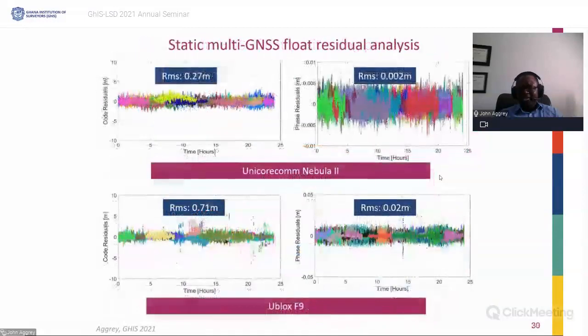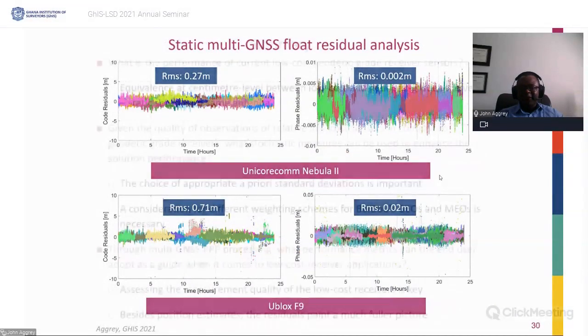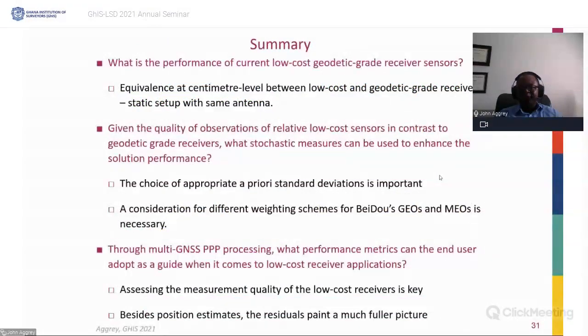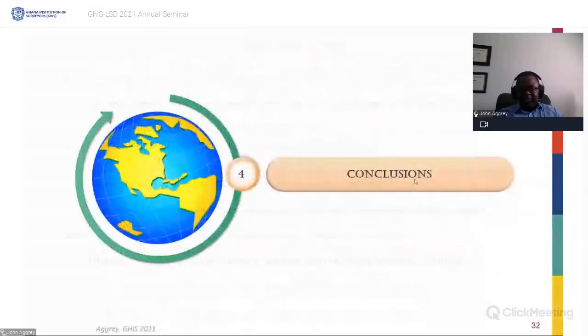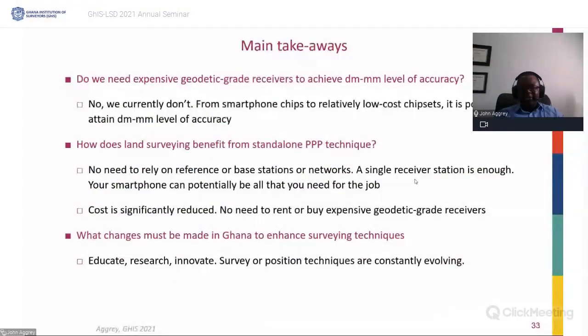I'll again skip, and I'm sure the slides will be shared with everybody, so you can take your time to go through them. But let me jump on to my summary over here. So what have we learned in this case? Let me go to my main takeaways. First of all, the question is, do we need these expensive geodetic grade receivers to be able to obtain centimeter to decimeter level of accuracy? The answer is no, we don't.